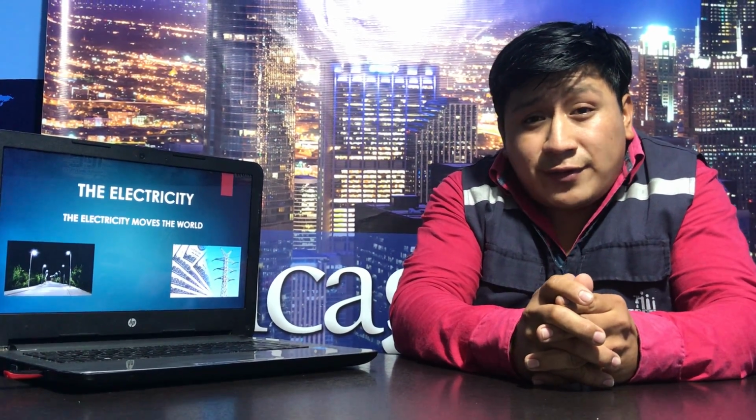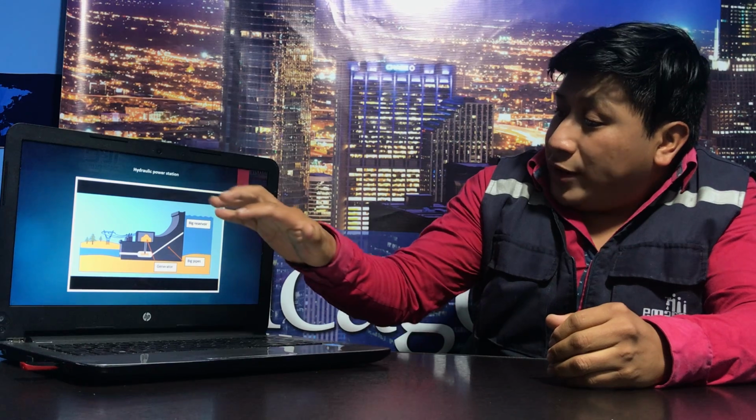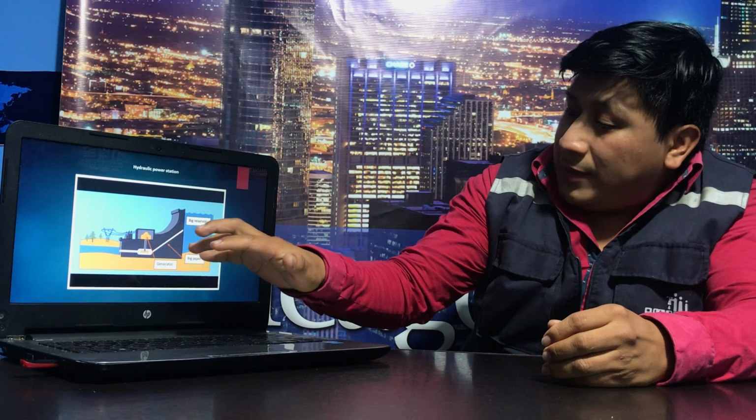The electricity comes in different ways, and these are, for example, the hydraulic power station. The hydraulic power station generates electricity from water energy. This plant consists of a big reservoir, big pipes, and a generator. The process to generate electricity in these plants is: the water is in a big reservoir. The water travels through big pipes to the generator. The generator turns and generates electricity.